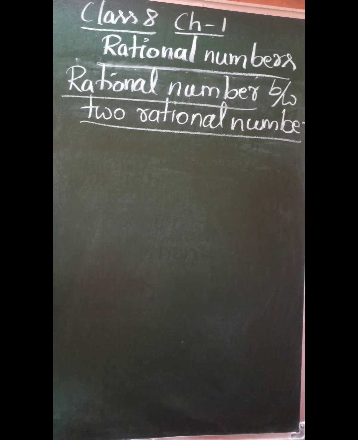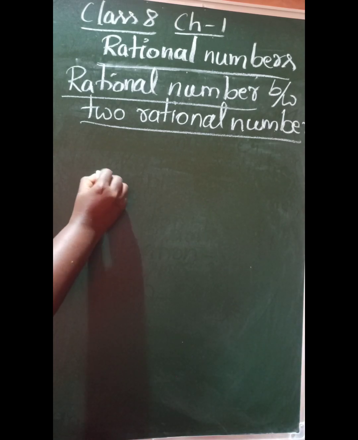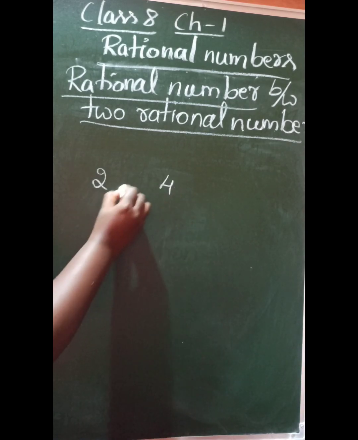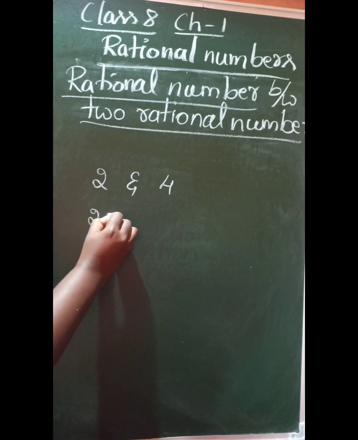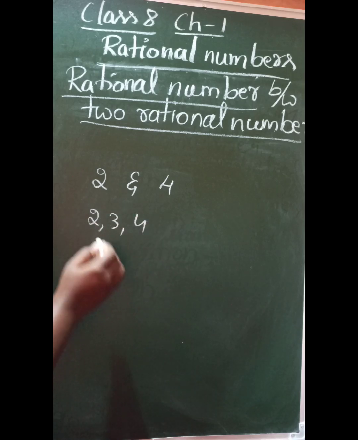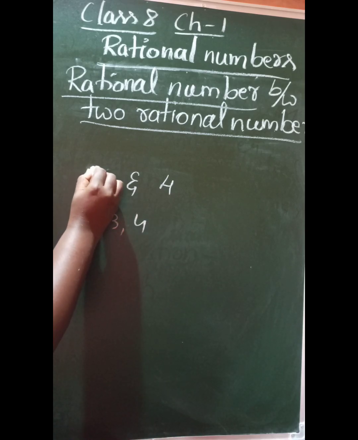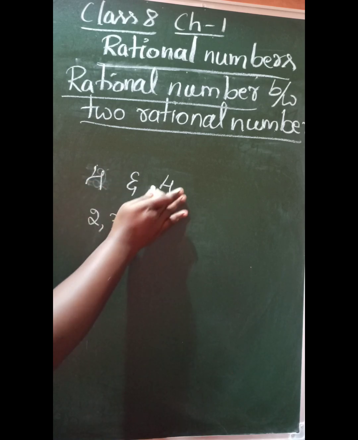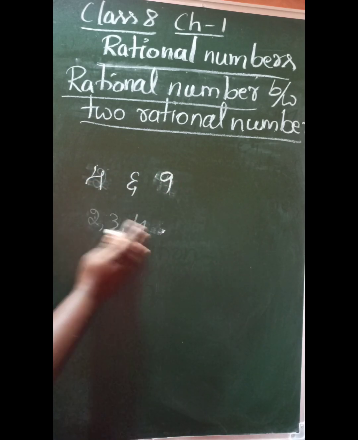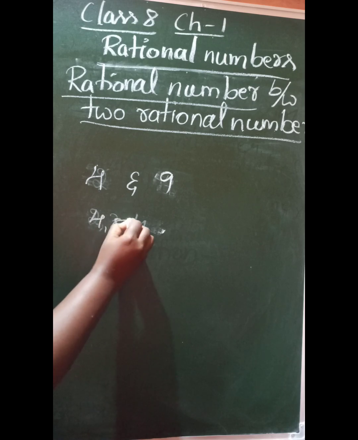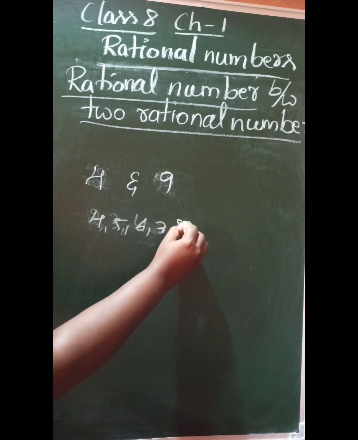The last topic of this chapter is rational number between two rational numbers. So if it is given, like find the rational number between 2 and 4, easily we can write 2 comma 3 comma 4. If it is given between 4 comma 9, easily we can write it as 4 comma 5 comma 6 comma 7 comma 8 comma 9.